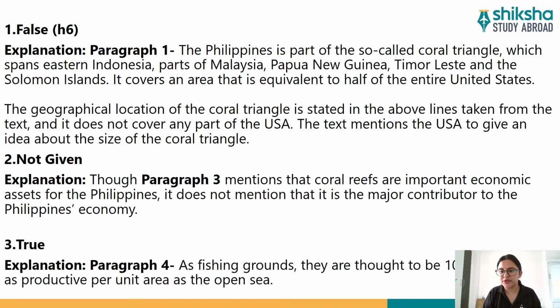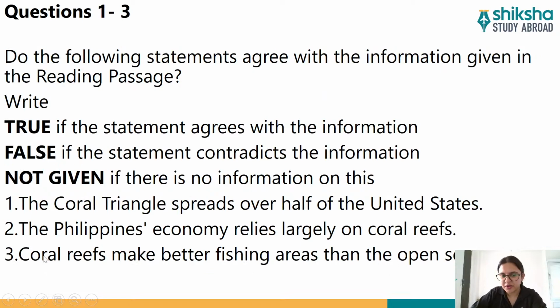For example, for false, the sentence was completely contradicting, hence the answer was false. Whereas in not given, partial information was given, but it was not true again, right? So again, the answer will be not given. Now, if we come to the third one, coral reefs make better fishing areas than the open sea.